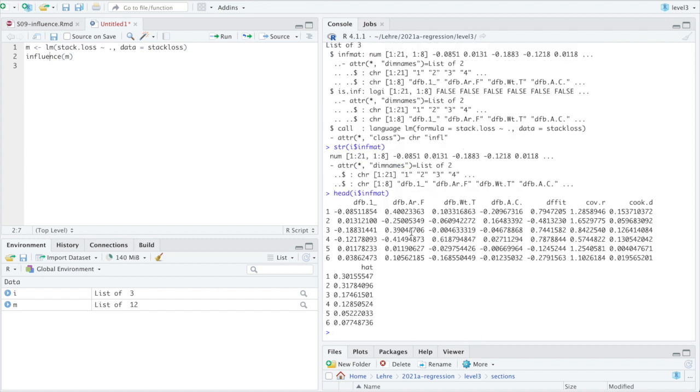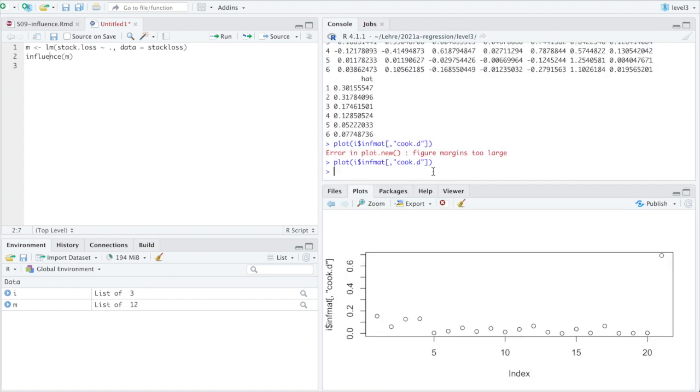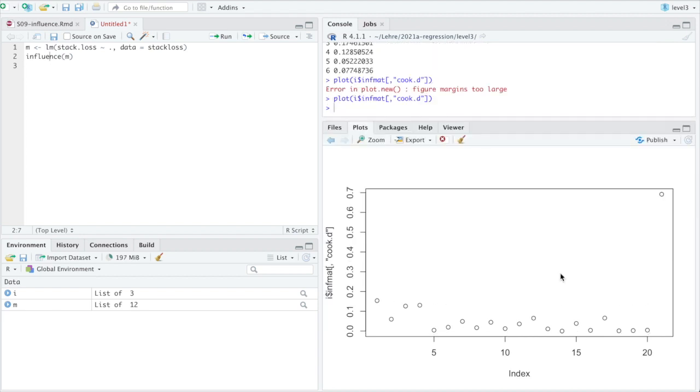Good, here we have found the information, so we do plot of I dollar inf.mat and then the row, which I don't know, can I write cook.d here? I think I can. Good, so here's the scatter plot. So these are Cook's D values for all observations. And what we see here is, first, clearly all of them are smaller than the cutoff at 1. We already knew that, but we also see the last one is much larger than the others, and it's 0.7, which is at least approaching 1. So it would probably be worth having a look at the last observation.